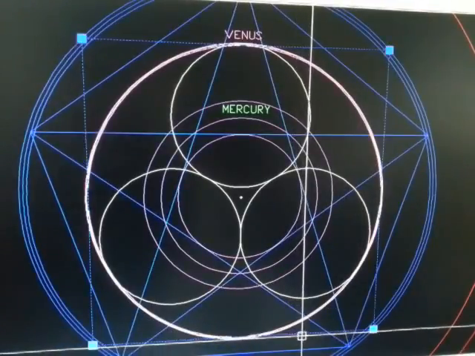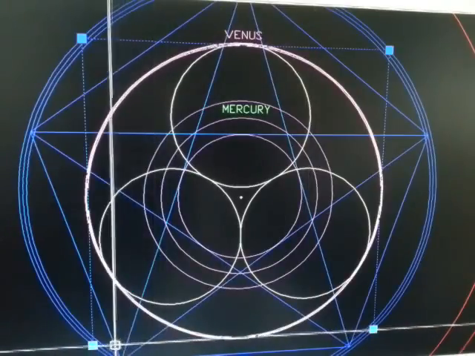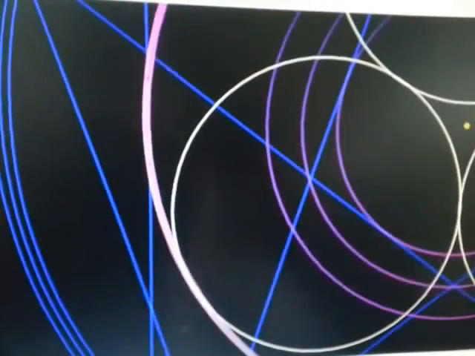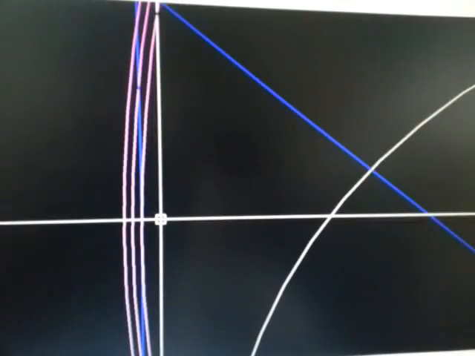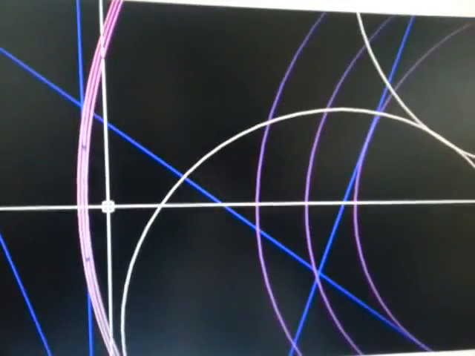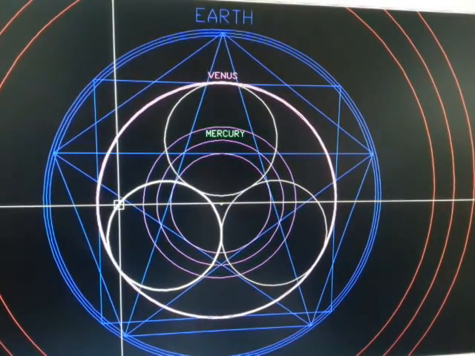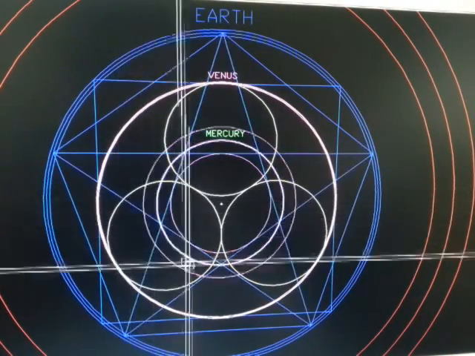If we plot a square on Earth's apoapsis, anyway, Earth's apoapsis, we'll find that inscribed within the square will be Venus's periapsis.